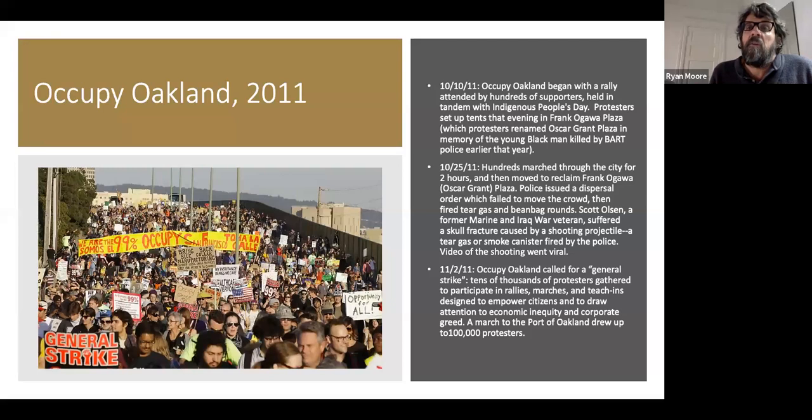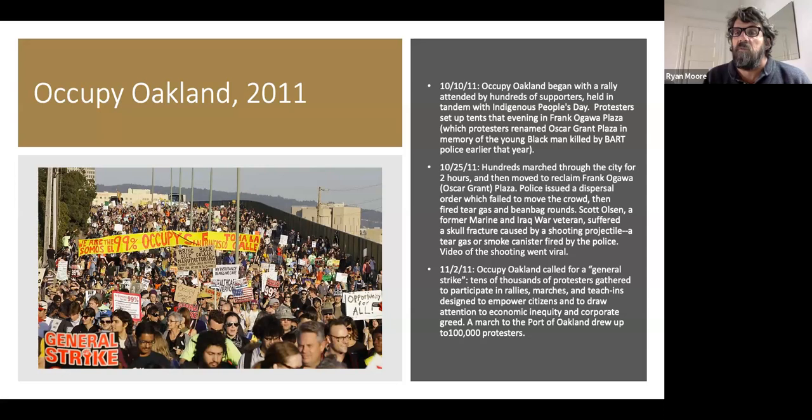In Oakland, here in the Bay Area, Occupy Oakland begins with a rally attended by hundreds of supporters, held in tandem with Indigenous Peoples Day on October 10th, 2011. The protesters set up tents that evening in Frank Ogawa Plaza, which they then renamed Oscar Grant Plaza in memory of the young Black man who was killed by BART police earlier that year. And some 2 weeks later, they're marching through the city.